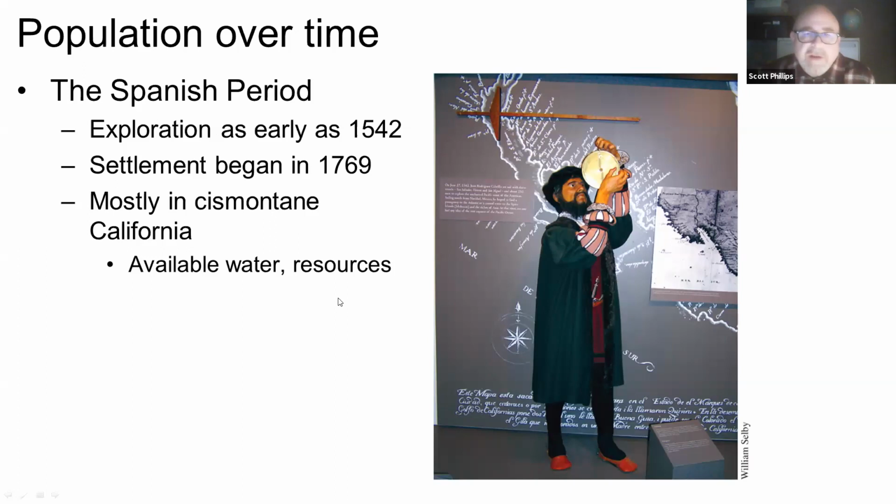As for the first colonizing power, there had been settlements by Russians exploring down from Alaska and other kinds of coastal explorations, but the Spanish were exploring by as early as the 1500s, so very early on, but didn't really start to settle in earnest in California until the 1700s. And they really stuck to the cismontane or coastal areas because of the available water and resources there.